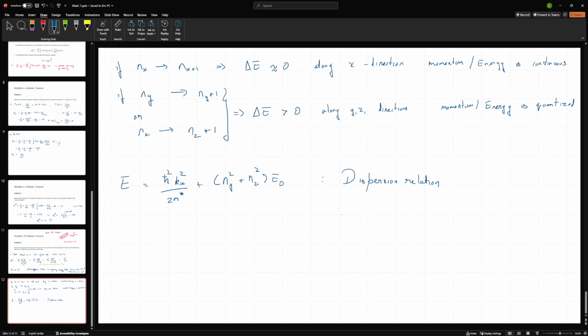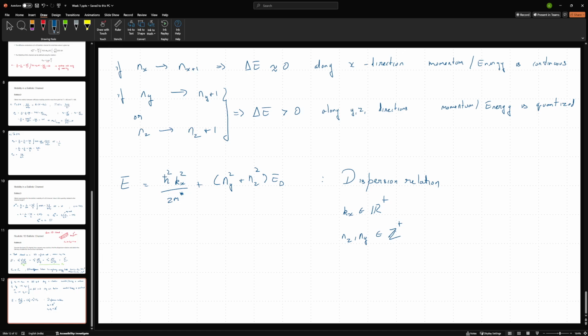Of course, I need to clarify here that kx belongs to R plus. It is a positive real value, continuous, and nz, ny belong to Z plus, positive valued integers only. So this quantity is only positive valued, which implies 0 is not there. If I say Z plus, it is 1, 2, 3, and so on, because 0 is neither positive nor negative.